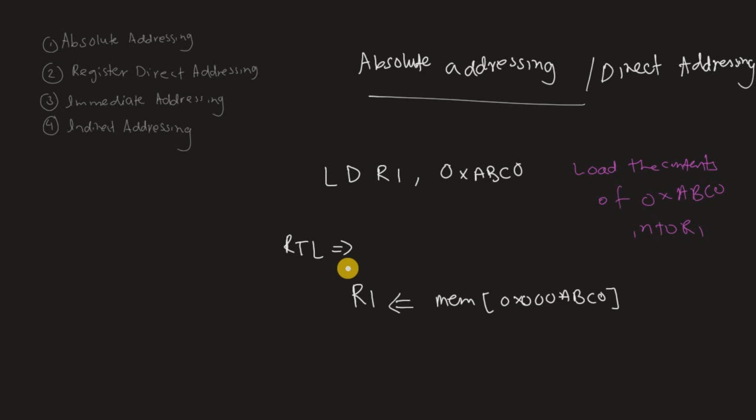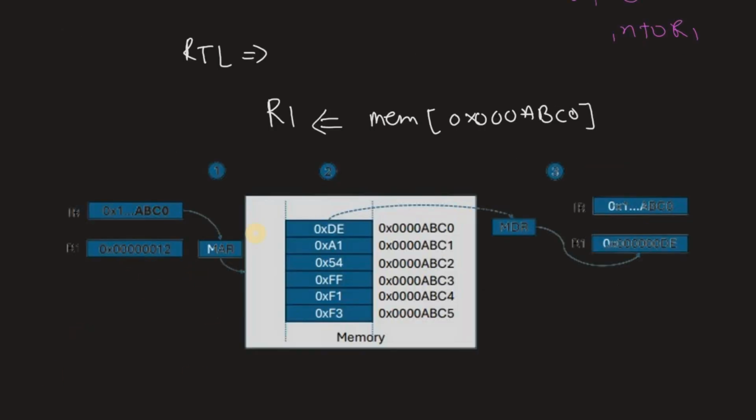If you want to see it visually, I can show you that as well. This is the visual representation of absolute addressing. Here you have the IR, and here you have register 1. The IR stores the current instruction to be executed. What's going to happen is it places the address from the IR into the MAR, the memory address register.